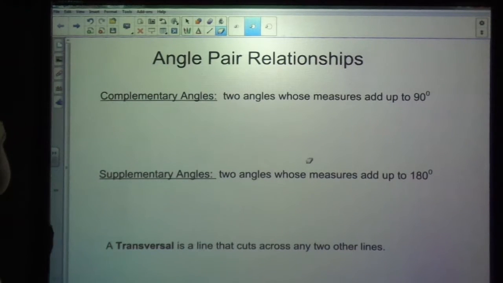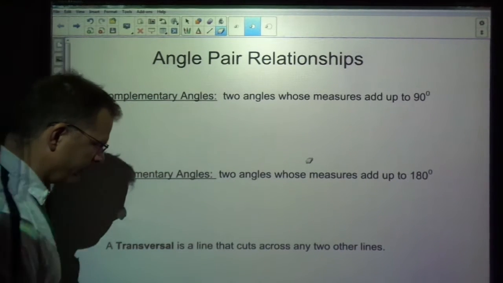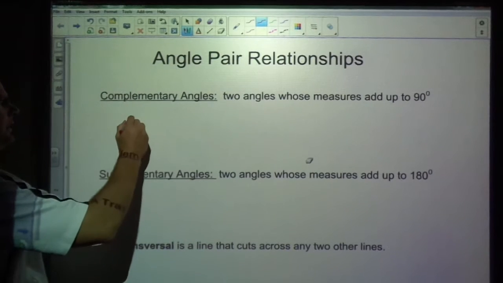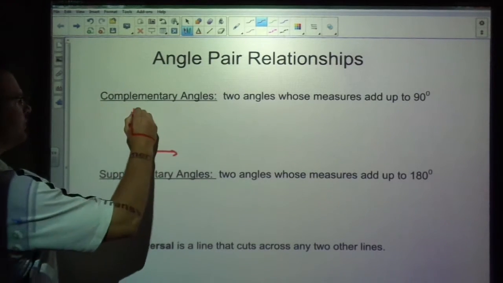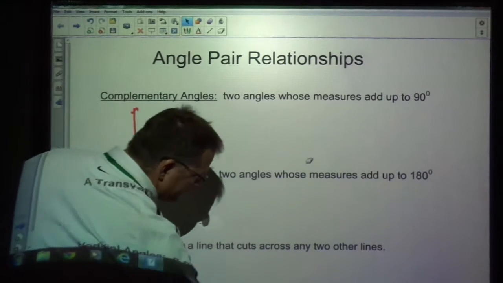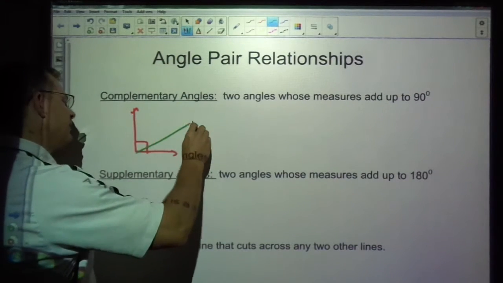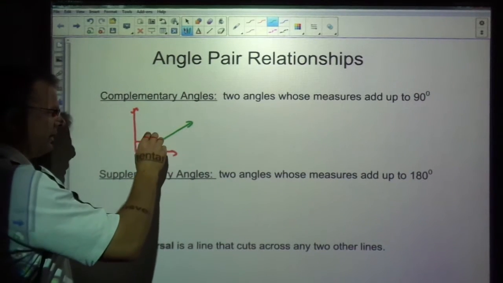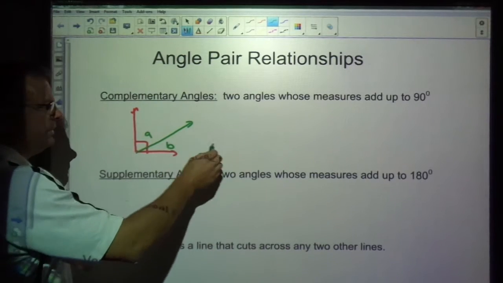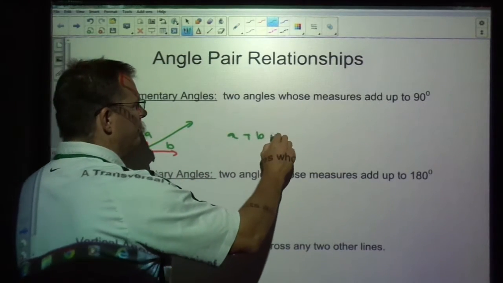One type of angles that we've looked at are complementary angles, and those are the ones that add up to 90 degrees. So if we have a right angle, something that's 90 degrees, and two angles split that, then this angle A plus this angle B must together be 90.